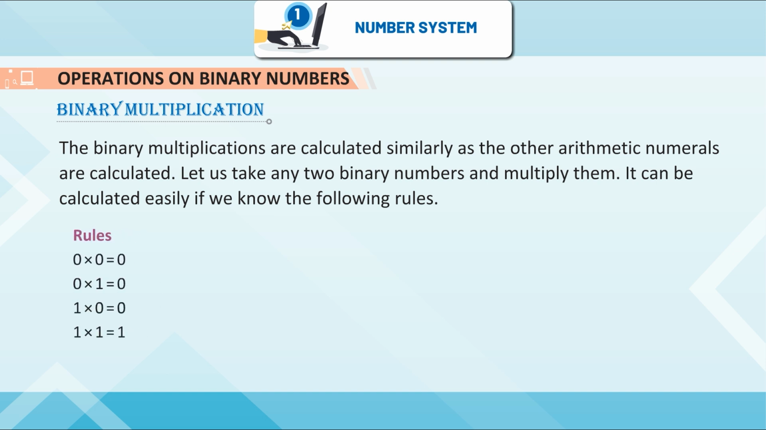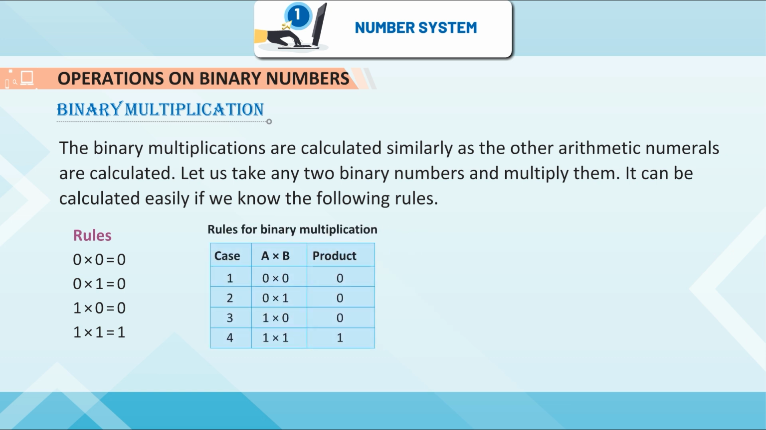Rules: 0 multiplied by 0 is equal to 0. 0 multiplied by 1 is equal to 0. 1 multiplied by 0 is equal to 0. 1 multiplied by 1 is equal to 1. Rules for binary multiplication.